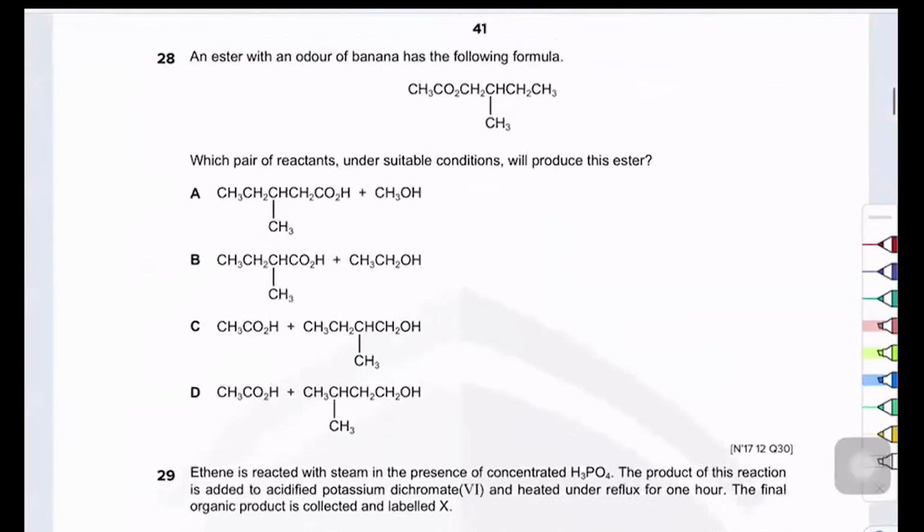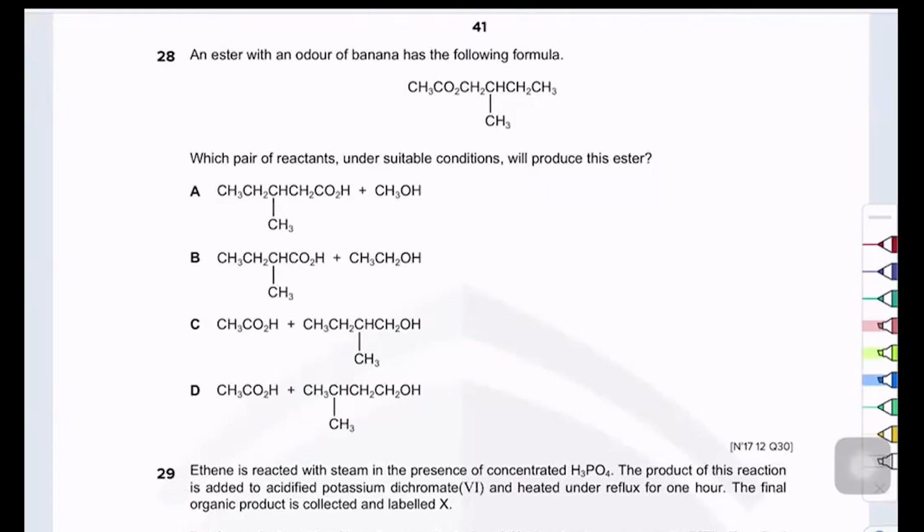An ester with odor of banana has the following formula. Which pair of reactants in suitable conditions will produce this ester? So identify where the ester linkage is. It is over here, which means this whole thing comes from the alcohol and this thing comes from the carboxylic acid. So this whole thing, which is attached to oxygen, put an OH group on it anywhere. We have to attach the OH group with CH2. This can't be, this can't be. This can be, this can be. So it's either C or D.